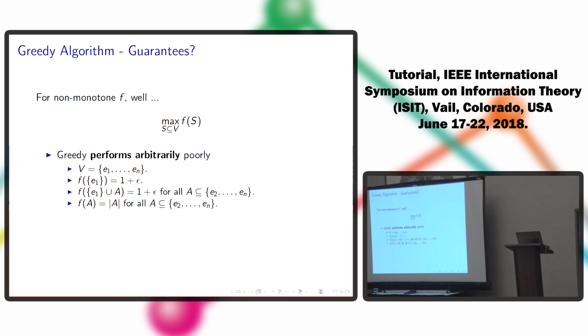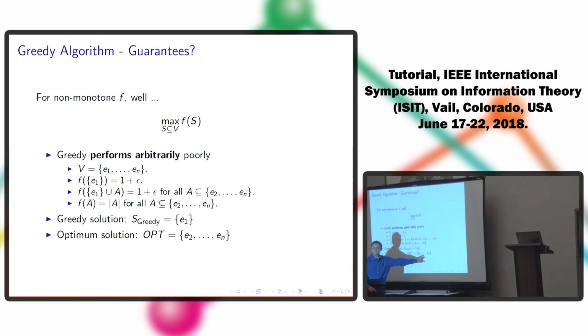Any guess? Pick anything but E1. Right? So n minus 1 is the best. This is 1 plus epsilon. So it can do arbitrarily badly. All right. So running greedy once is not going to work.